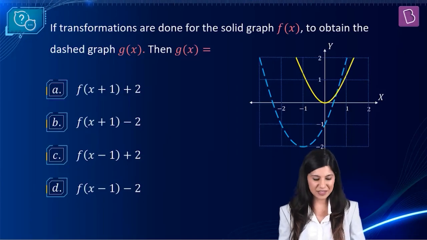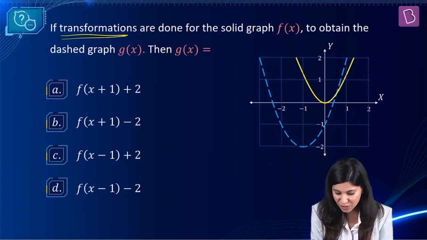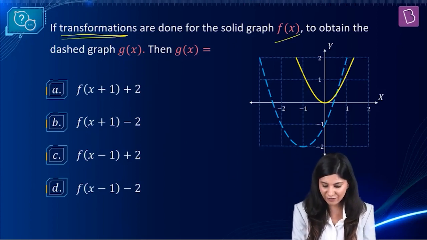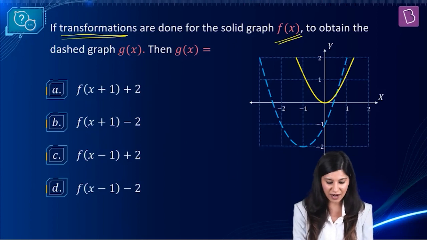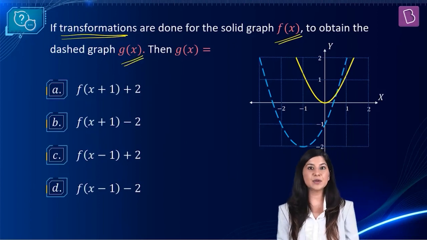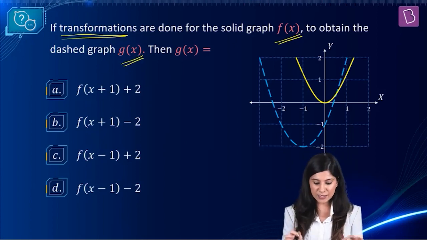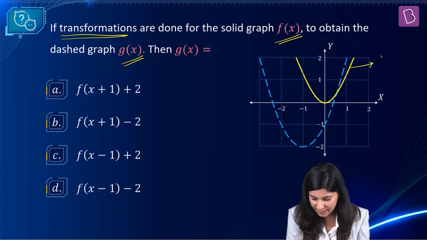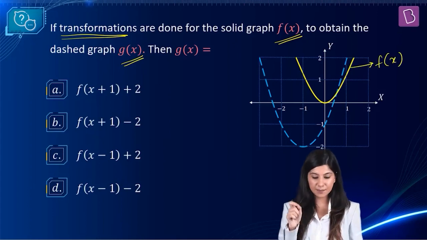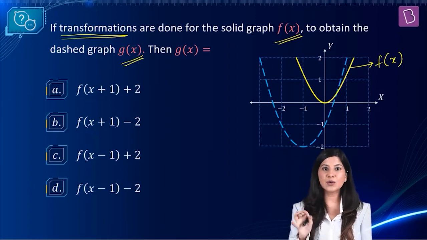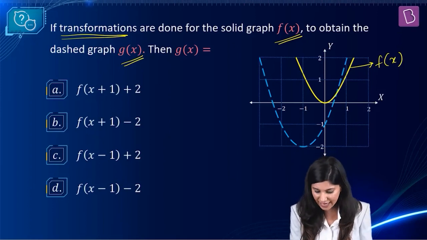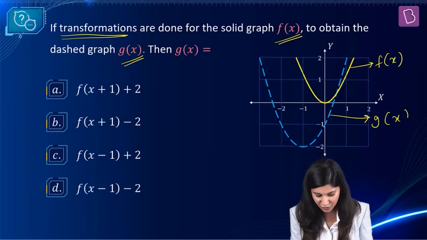So we have this question with us which says, if the transformations are done for the solid graph f of x to obtain the dashed graph g of x, then we need to figure out g of x. All right. So in this question, this is f of x. The yellow colored part is f of x, right? The yellow colored graph is f of x and the dashed blue color graph is g of x, right?